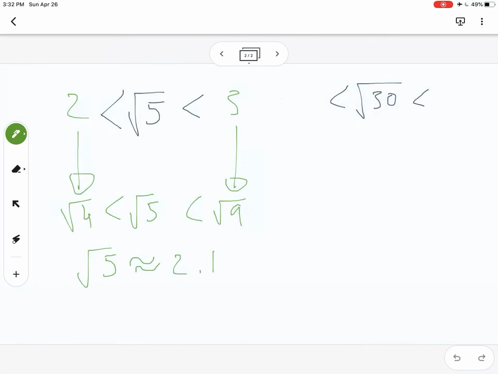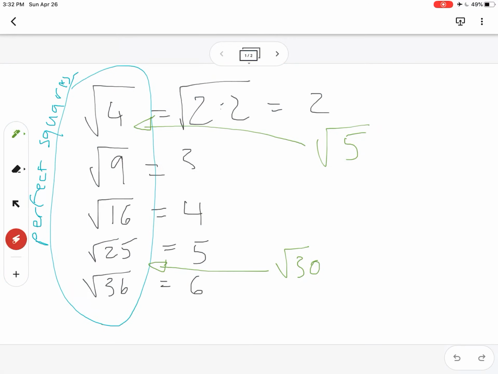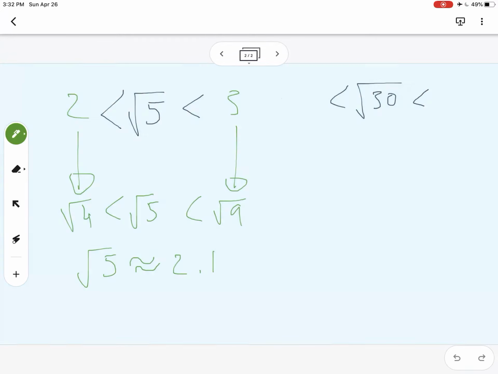We go to that next one here. Square root of 30 is going to be between square root of 25 and square root of 36, which means it's between the numbers 5 and 6. So we can say it is between 5 and 6. Now, which one is it closer to? 5 is the square root of 25, and 6 is the square root of 36.